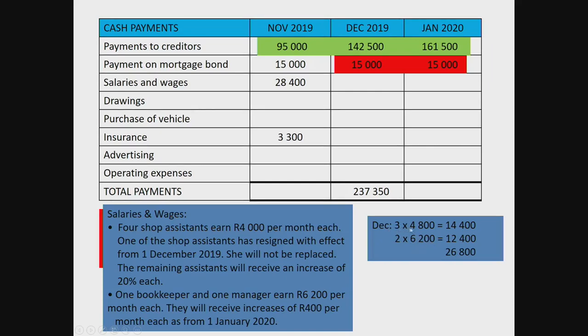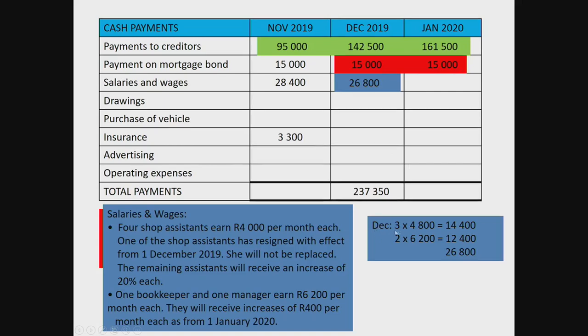And then the January figures for the shop assistants will remain again. Okay, so all I have to do is 3 times the 4,800, because they got a 20% increase, which gives me 14,400. And 2 at 6,200 gives me 12,400. I add that, and I get that figure of 26,800. Okay, then I need December. But there it is, 26,800. So now I need to go to January.